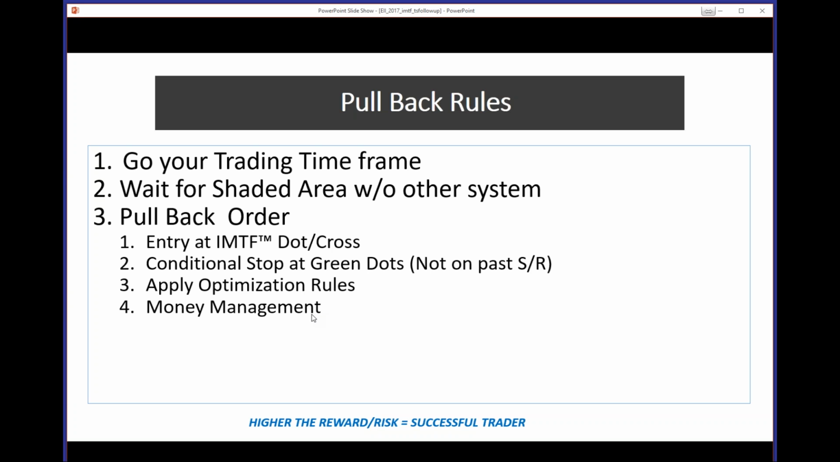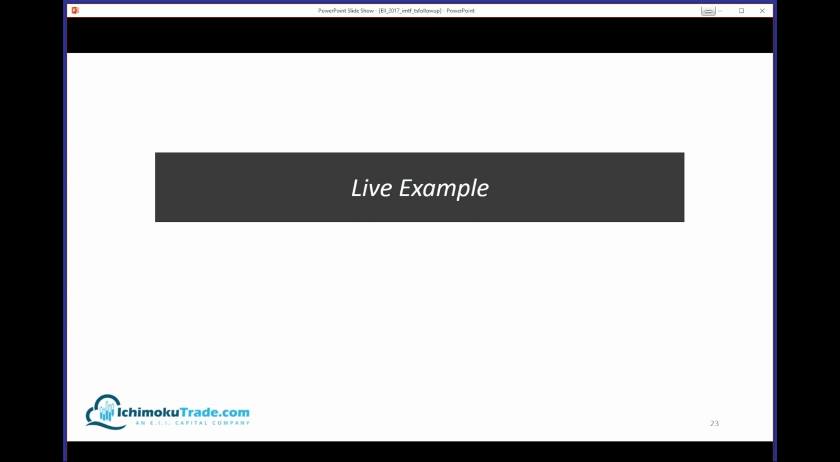Now, if you have an existing technical system and you want to optimize it with IMTF, what you're looking for is a setup in your technical system and in our shaded area too. If you get that scenario, that's a setup with two technical systems, which increases your probability. That's what you're looking for. Okay, now let's go for some examples.